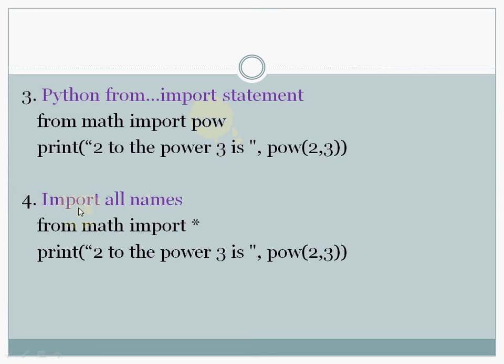Okay, the next one is importing all the names, all the functionalities of a particular module. From math import asterisk. If you are using the asterisk, then you can access all the functionality of that module without using the name of the module. When you are accessing the functionality, there is no need to use the name of the module. See here, directly I am accessing this functionality pow. Okay, now see the implementation of these.